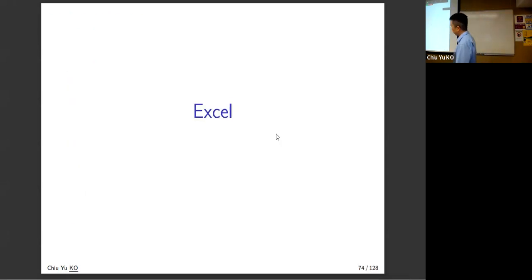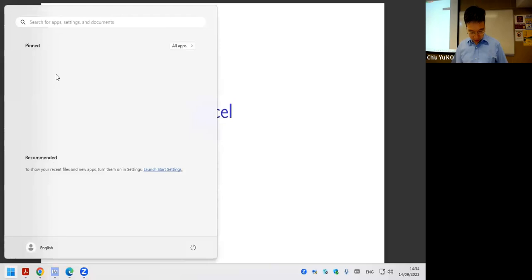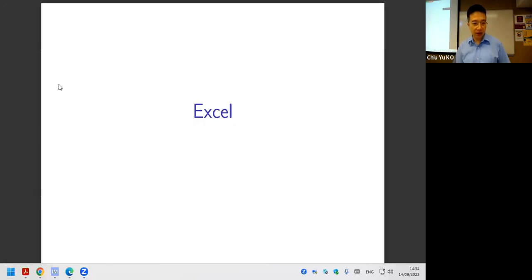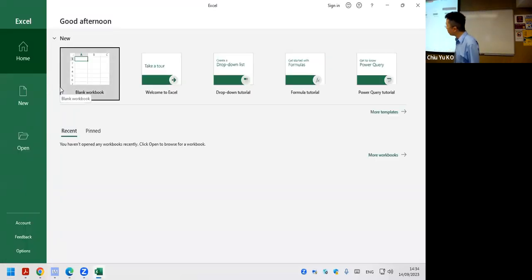So make sure that you have Excel with you, so we will go through it together. Let me open Excel. I hope Excel is here. If not, then I'm doomed. But luckily, it's here. So this is the Windows version.